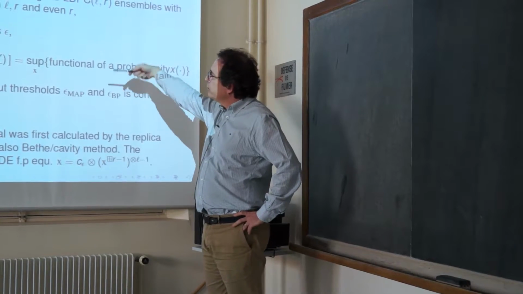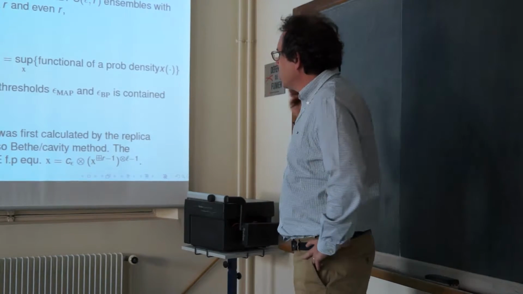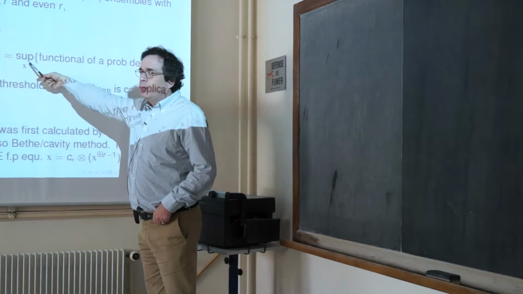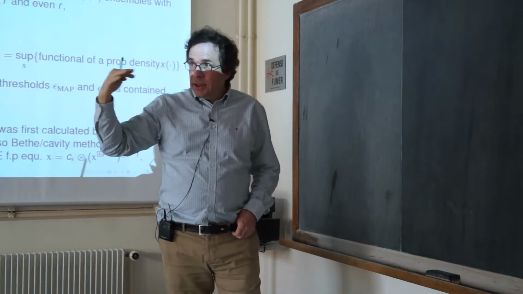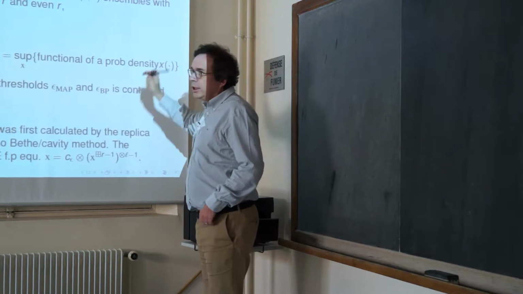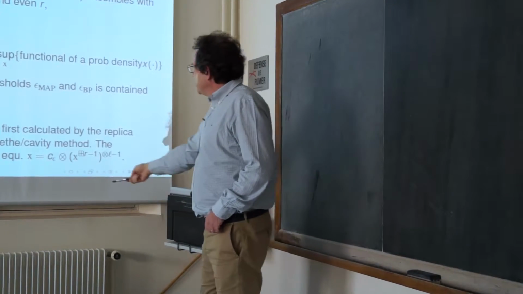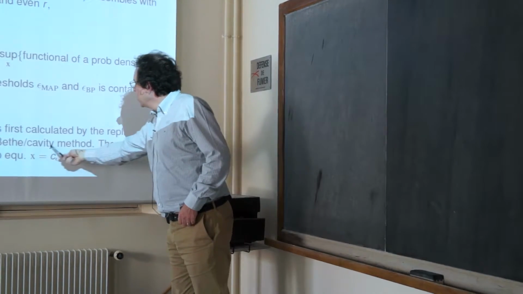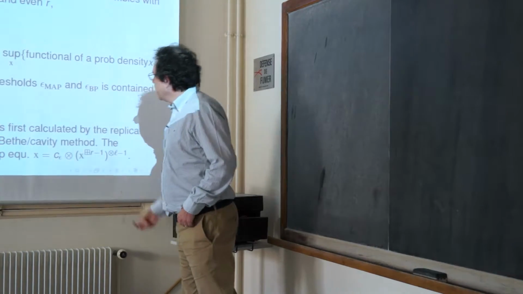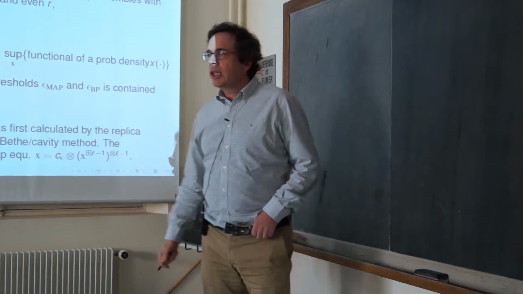For those who know the theory of LDPC codes, you don't have to know exactly what this functional is. The only thing that's important is that when you attempt to compute the supremum, you have to write down the stationarity condition. So you write the condition that the derivative of the functional with respect to this probability density, the functional derivative, equals 0. And what you find is the density evolution fixed point equation that I wrote here in some funny notation that captures the equation for general channels.